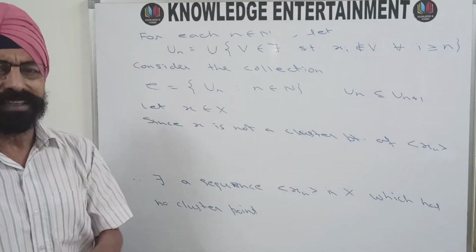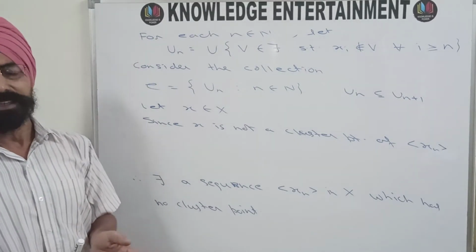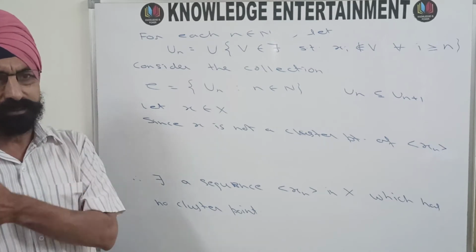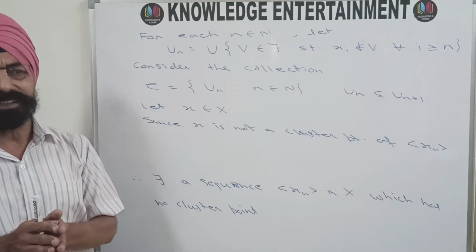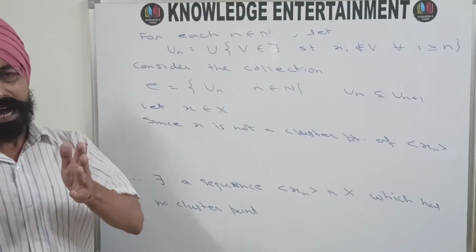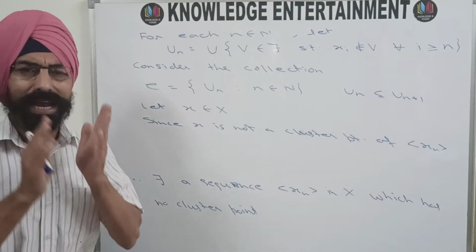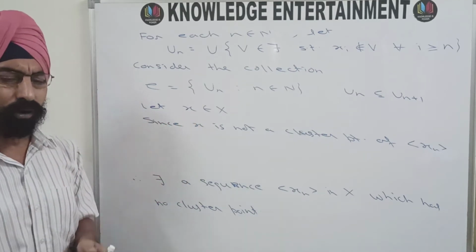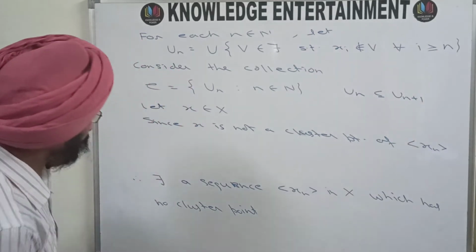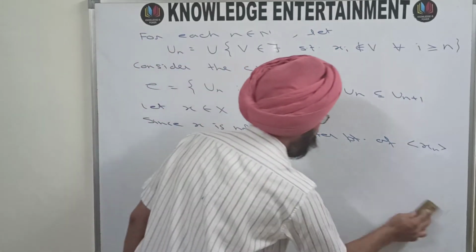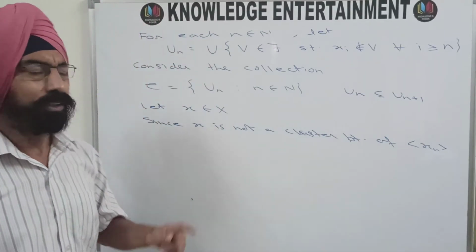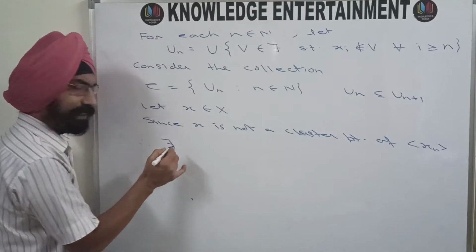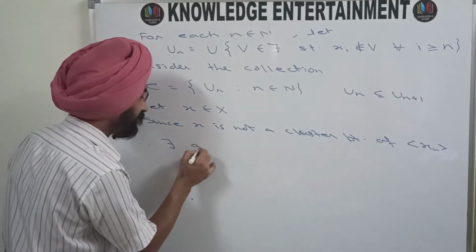There will always exist a neighborhood V of this point X, and there will be a stage I belonging to the set of natural numbers, such that after that stage I, no xj will belong to V, or you can say that this X will be a member of Ui. So let me write this.